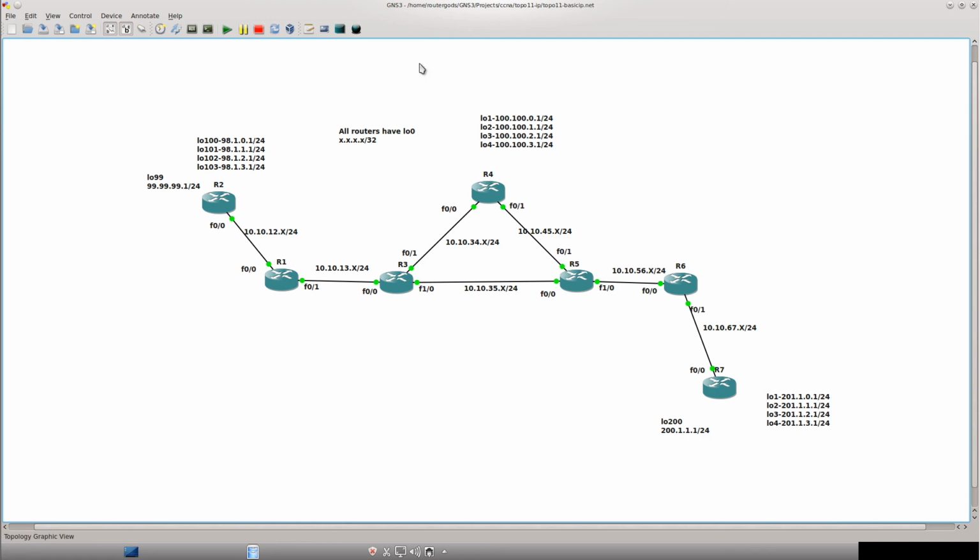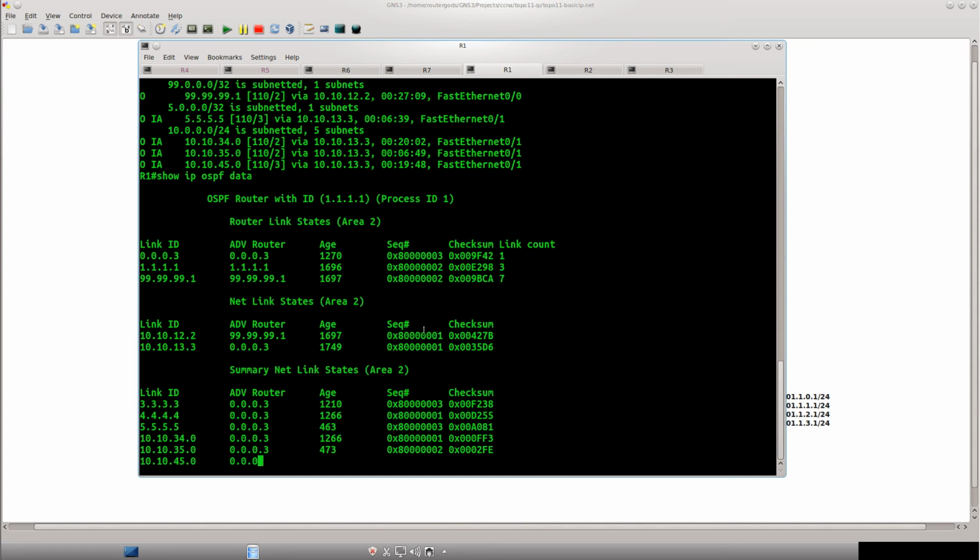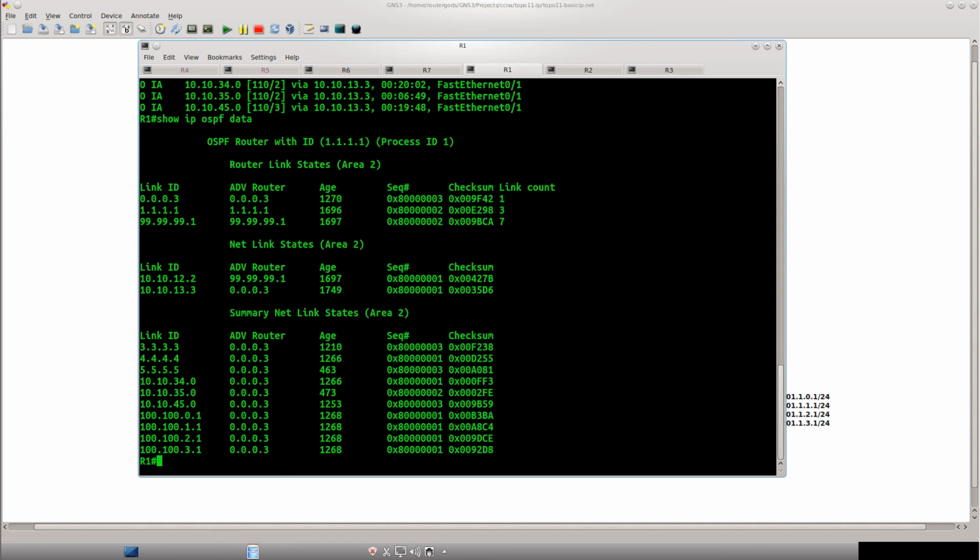So let me ask you guys a question. If we show IP OSPF database, and we see all of these summary network link states, you're going to get one for every link outside of your area. But R1 only has one way of getting to the outside area. Does it make sense for me to keep all of this information?